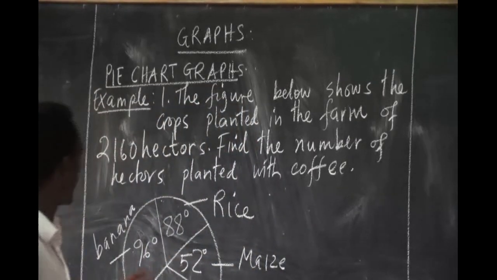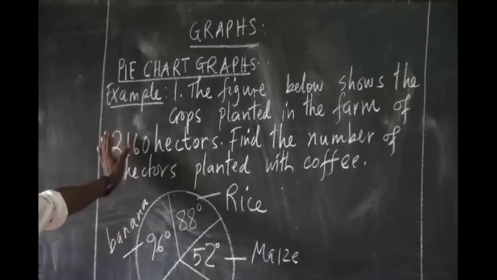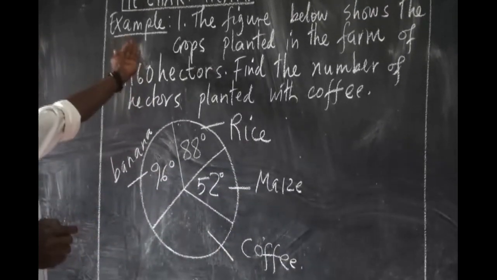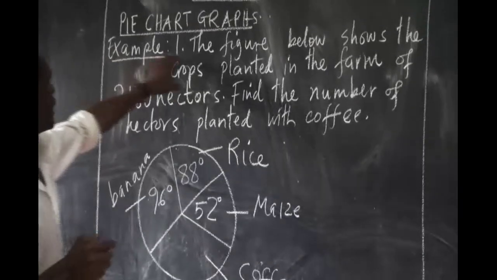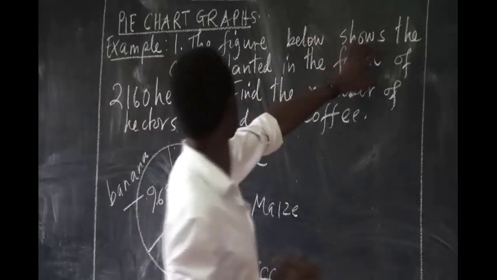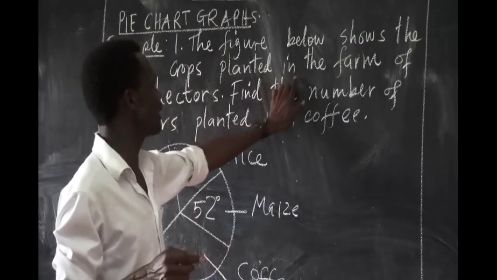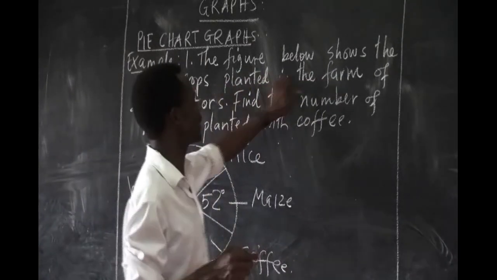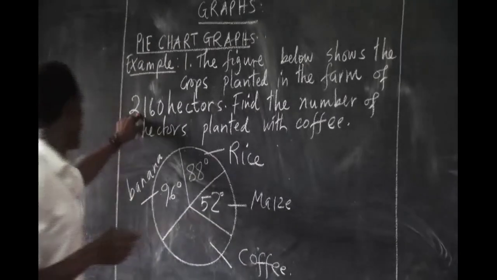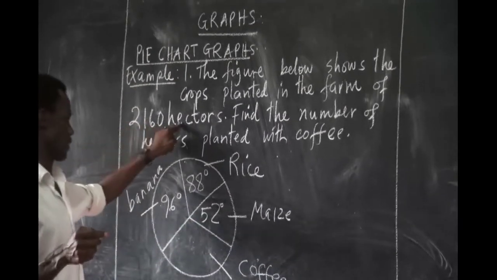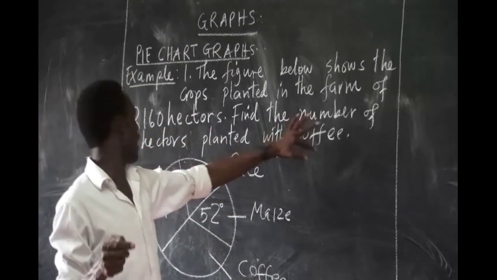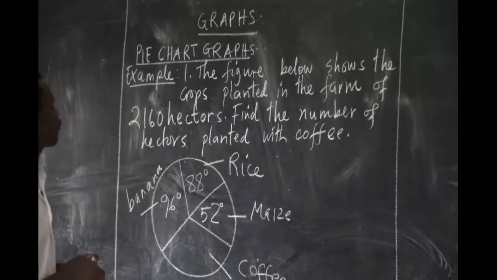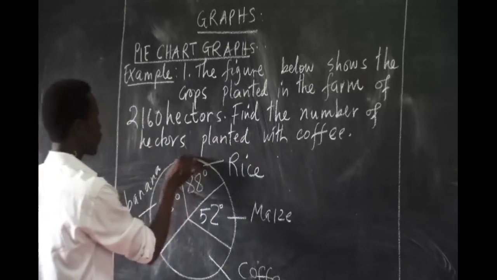Now, when you look at here, this is the circle, and we've been trying to find out what is missing here, which is coffee. Now, we just want to see an example here. Example 1. The figure below shows the crops planted in the farm of 2,160 hectares. Now, find the number of hectares planted with coffee. So the question is to find out the number of hectares planted with coffee.